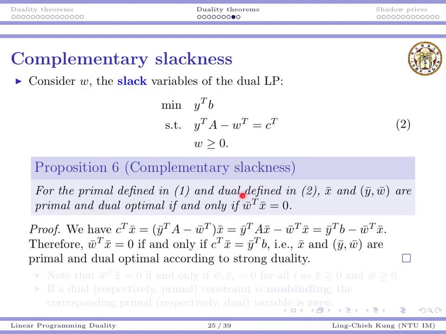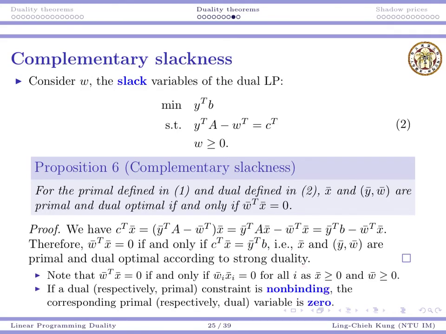Now, if the condition holds, then we know this must be the case that C transpose x bar is equal to the only thing left, y bar transpose b, and that means they are primal and dual optimal, right? Because we know they are given to be feasible, and then if they are also satisfying this equality, then they will both be optimal immediately according to strong duality.